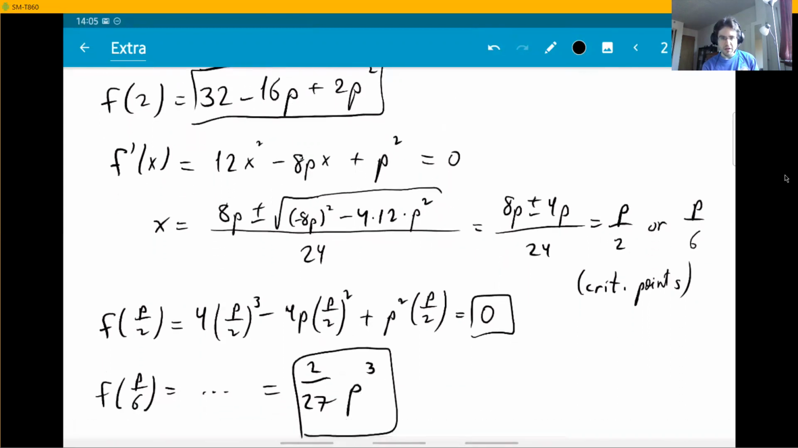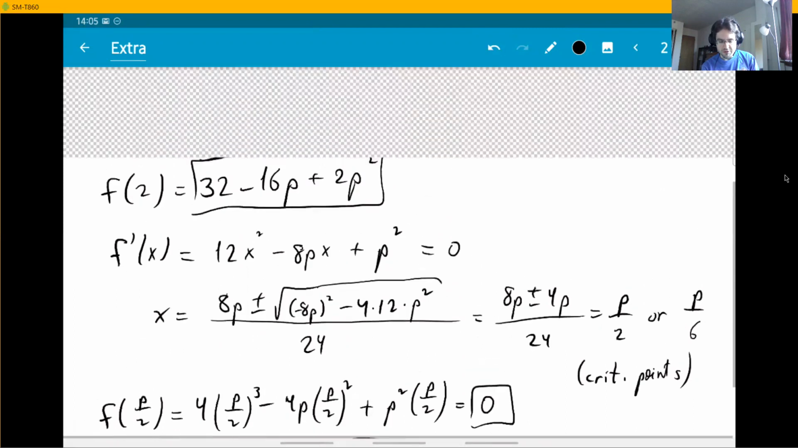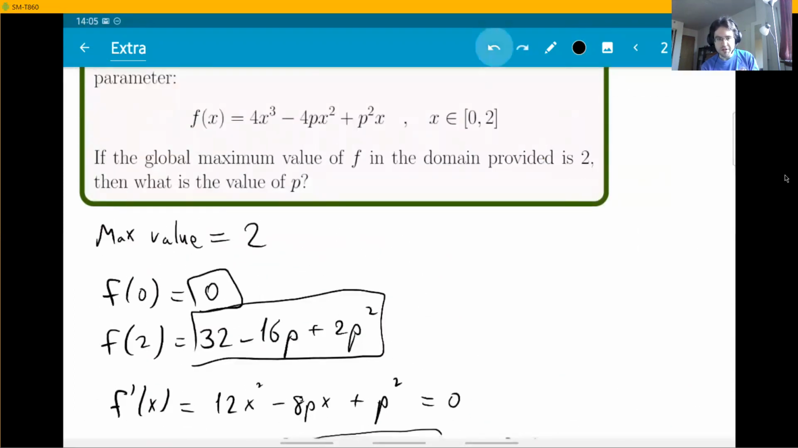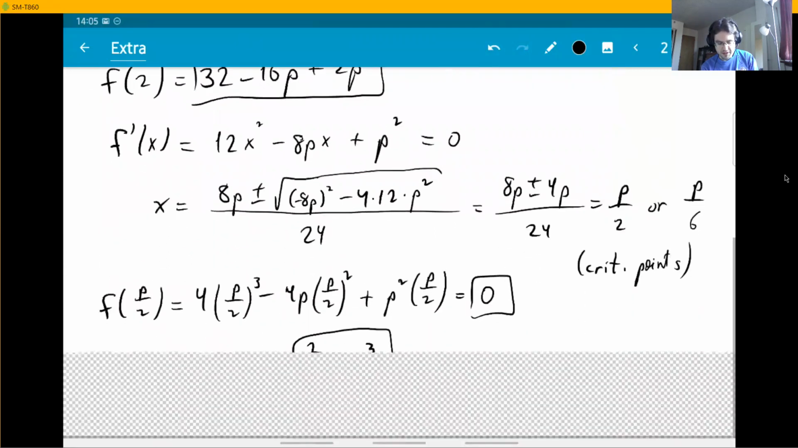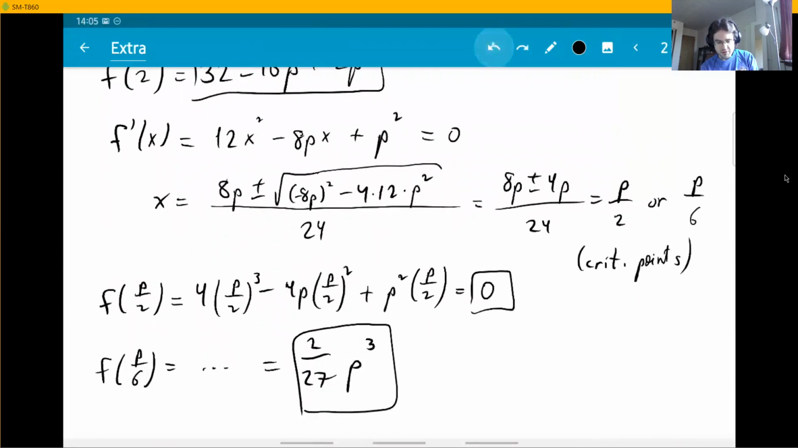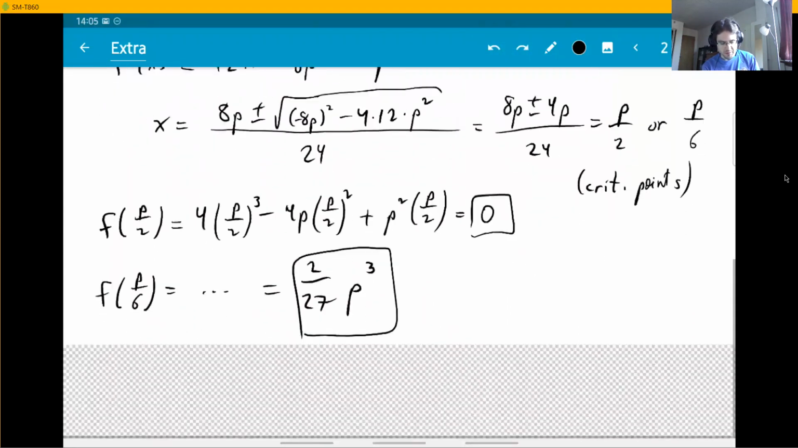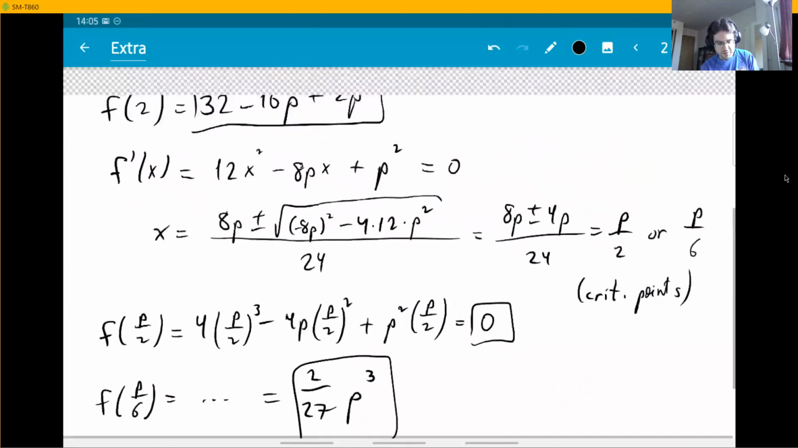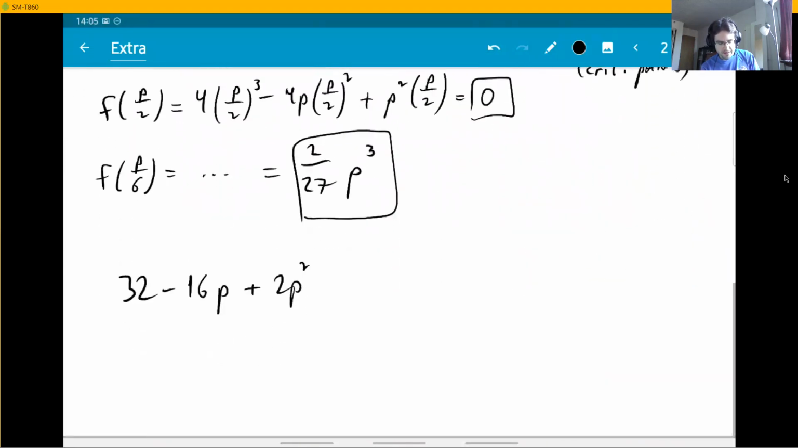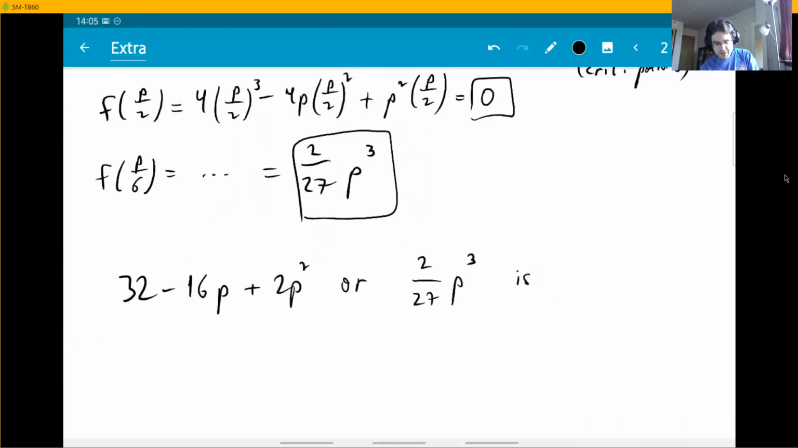Now, the problem told us actually that the max is equal to 2. One of these guys has to be 2. Certainly not the first one, which is 0. It could be the second one here, or it could be this last one. So based on what the problem told us, one of these guys, what is this one? 2p squared, I think. Yes, minus 16p plus 2p squared. Or this one, 2 over 27 p cubed, is equal to 2, whichever is largest.